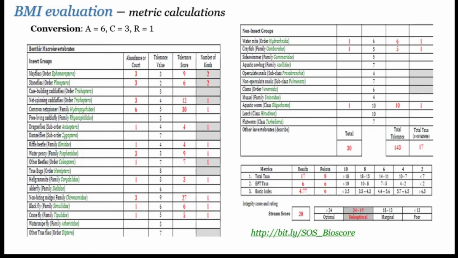The lower that number, the less tolerant your organisms are. You can see in this example, this was kind of the middle of the road. It's pretty good. It's not optimal, but it's still pretty good. Basically, what you want your stream to be is optimal or suboptimal. If you find that your stream is frequently in the marginal or poor categories, then there's a problem, and we need to investigate reasons why that's a problem.